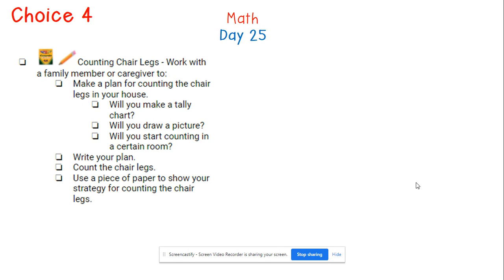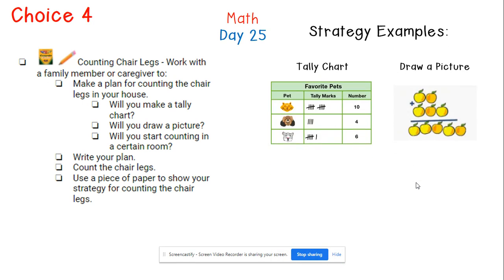Choice number 4 is you're going to count the chair legs in your house. If you need help, ask your mom or dad or brother or sister. You've got to make a plan and use a piece of paper. So you've got to think about, will you use a tally chart? Will you draw a picture? How are you going to solve counting the number of chair legs in your house? So here are some strategy examples. The tally chart, we've done this in class, friends, or you can draw a picture.